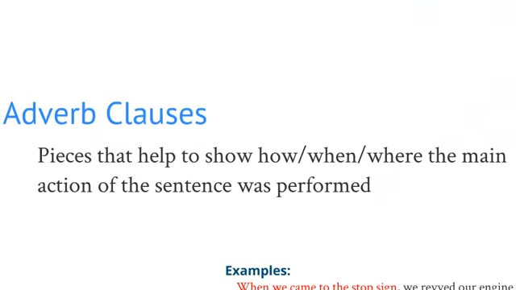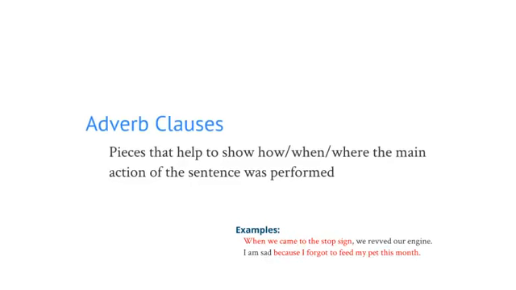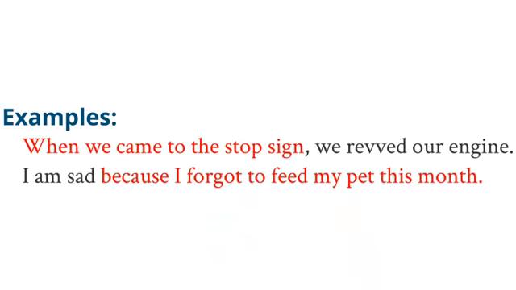One kind of subordination that we might have is the use of adverb clauses. These are pieces that show the how, when, where of the main action of the sentence. So we have our main sentence, and then an adverb clause will tell us how, when, or where that action happened. So an example of that: When we came to the stop sign, we revved our engine.